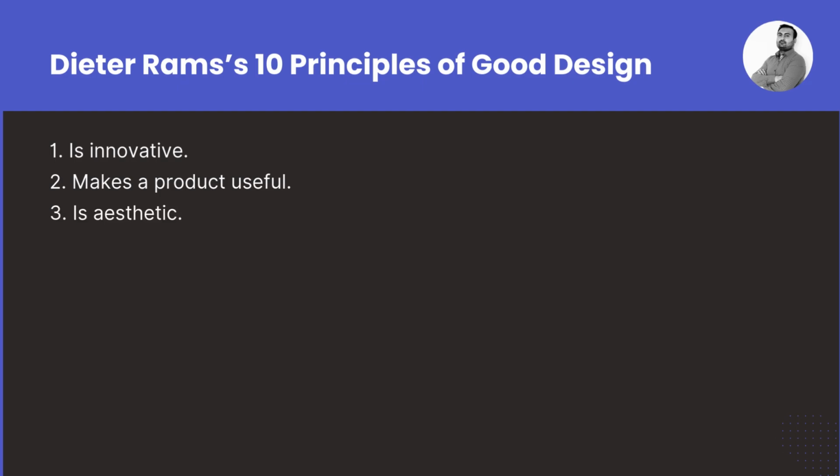Good design is aesthetic. Products like Notion and Apple Music aren't just functional. They feel delightful. The typography, the spacing, and the use of color keep users engaged while reinforcing the brand.